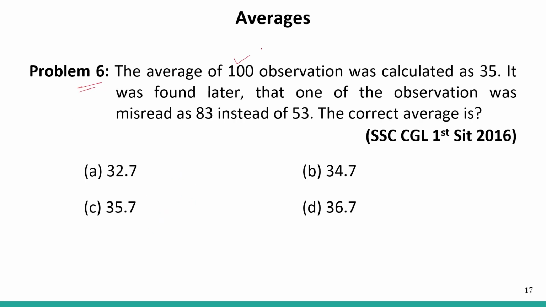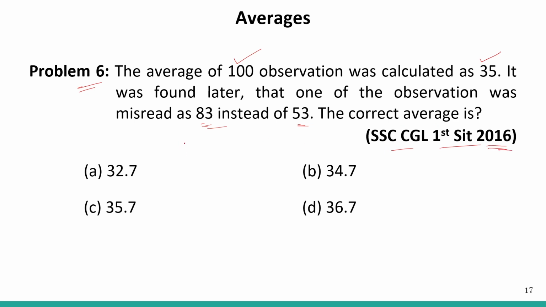The average of 100 observations was calculated to be 35, and it was found later that one of the observations was measured as 83 instead of 53. So the input for the average was 83, but it should have been 53. So the correct average will be what? This question has been asked in SSC CGL first sitting 2016 paper.